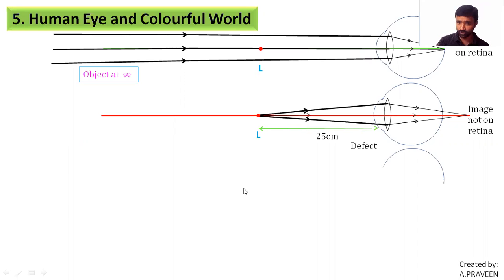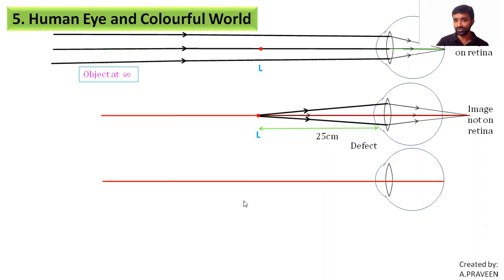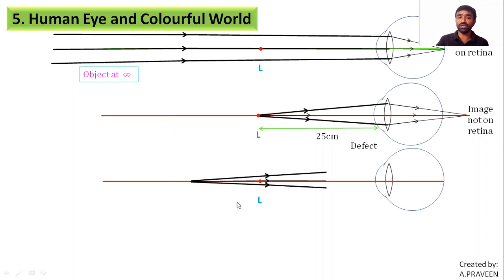So I'm considering one more situation here. Taking that eye lens, drawing the principal axis, then locating the least distance of distinct vision, L. So I know already if the object is placed at L, the person is unable to see the object at L. But if you place the object beyond L, he is able to see. But at what distance? That distance I am going to find out now. So assume the person is able to see up to somewhere this distance, that distance I am taking here.